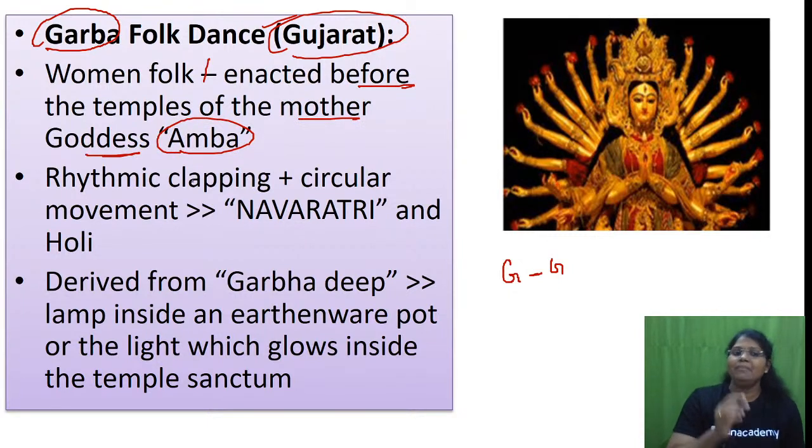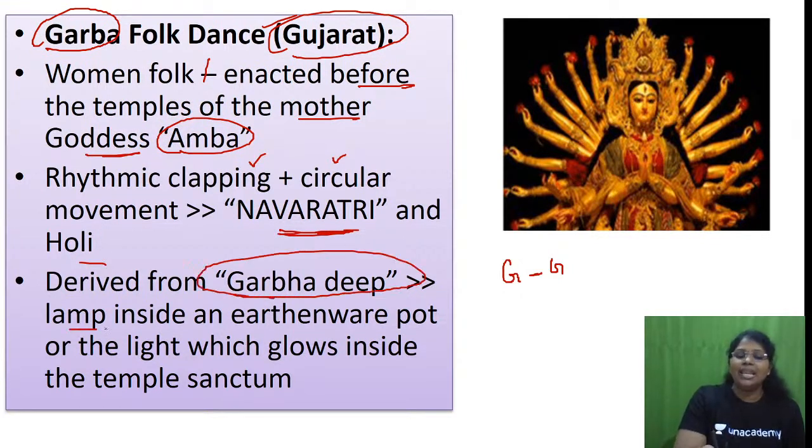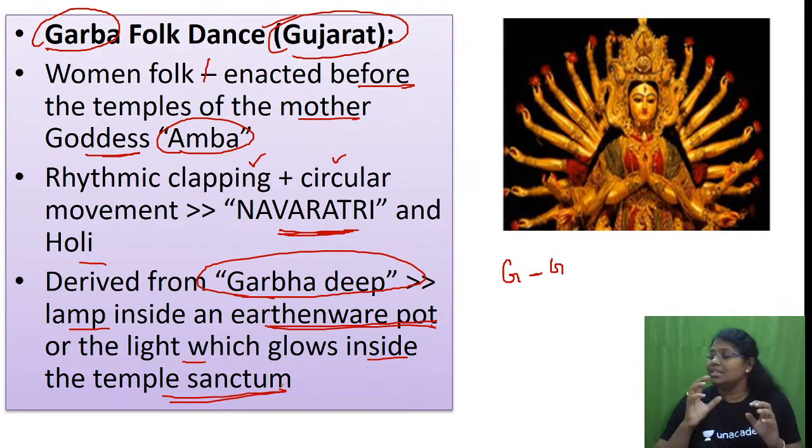Rhythmic clapping plus circular movement during Navratri and Holi. So, rhythmic clapping, circular movement, Navratri and Holi. Derived from Garba Deep, a lamp inside an earthenware pot, or the light which glows inside the temple sanctum. What is this temple? Garbhagraha, the sanctum sanctorum. Did we discuss in our classes?